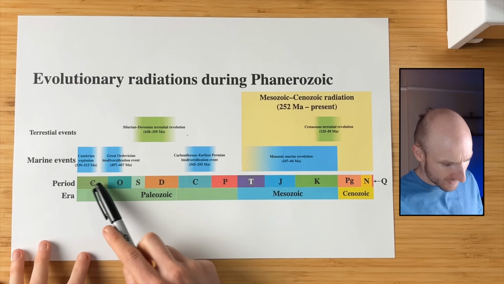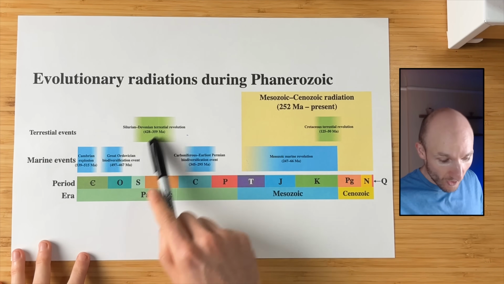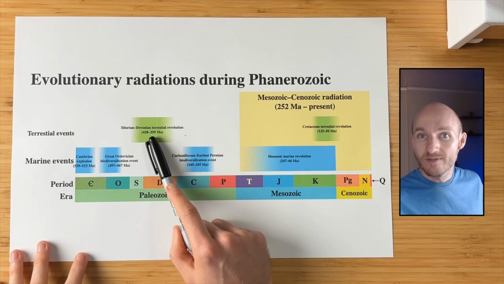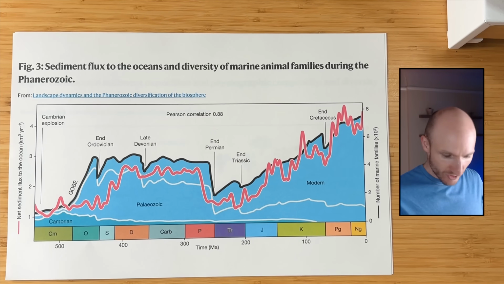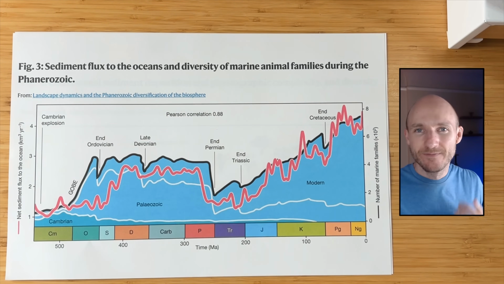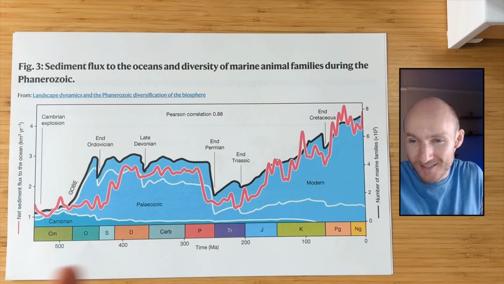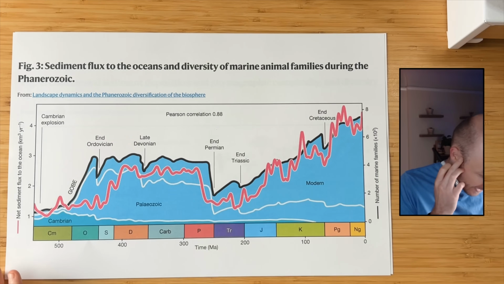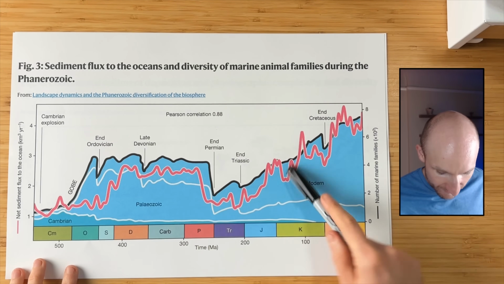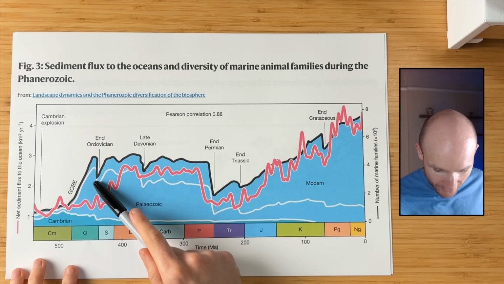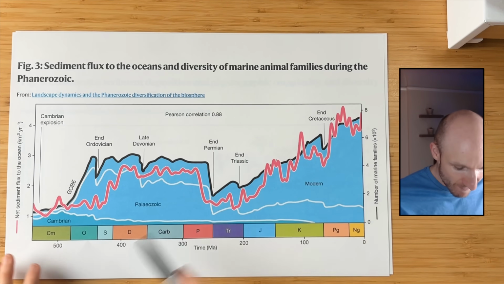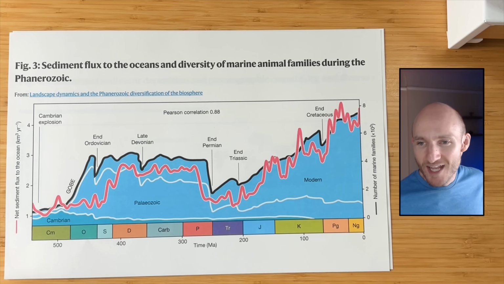Okay, so we had this explosion into the water, but then we also got this explosion onto land. We call this the Silurian-Devonian terrestrial revolution. And as a reminder, both the explosion onto land and into water is gated by the amount of sediment and phosphorus that creatures can access. So you can see here's a graph that shows in red how much net sediment flux to the ocean, and that essentially maps onto the number of marine families. Yes, a lot of other things are going on, but mostly it's just a function of how much sediment's going into the water.